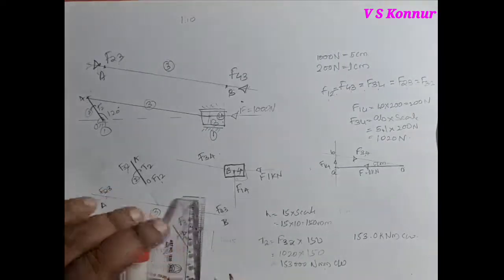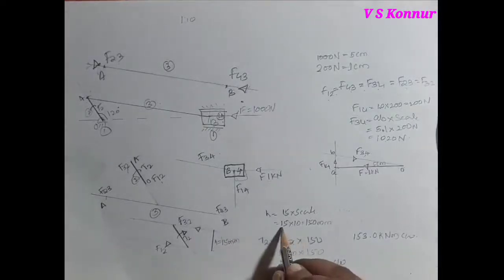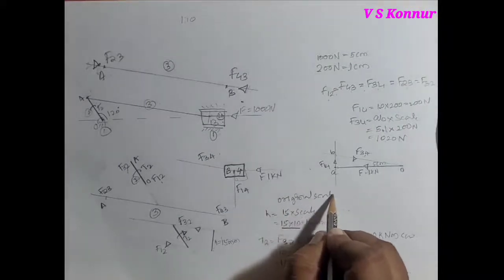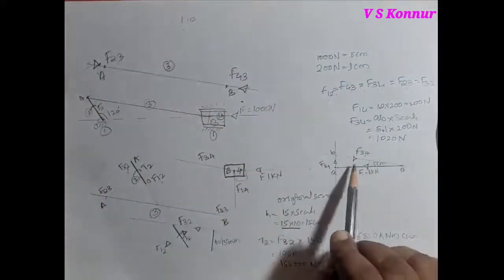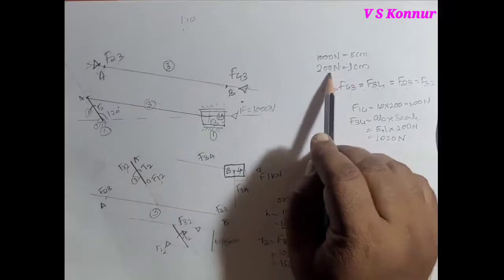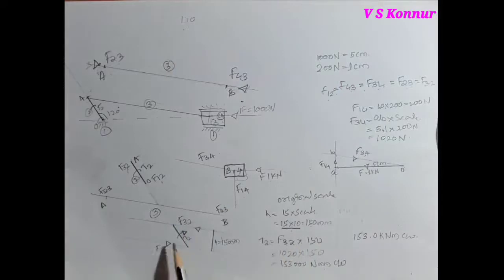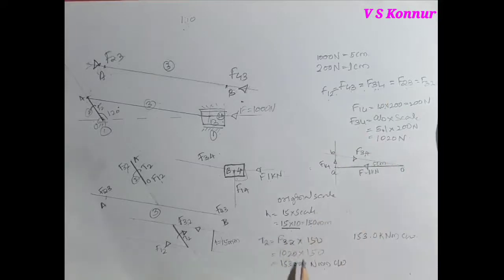And the perpendicular distance you have to measure, the perpendicular distance between F12 and F32. That is called H. You will get 15 millimeter. That is multiplied by the original scale, that is 1:10 you have to convert. 15 into 10 is 150. For this polygon, you have to convert the Newton scale into the original scale and then multiply by any of the forces. F32 and F12 are equal and opposite to F34. F34 you have calculated as 1020. So you will get 1,53,000 Newton mm clockwise.